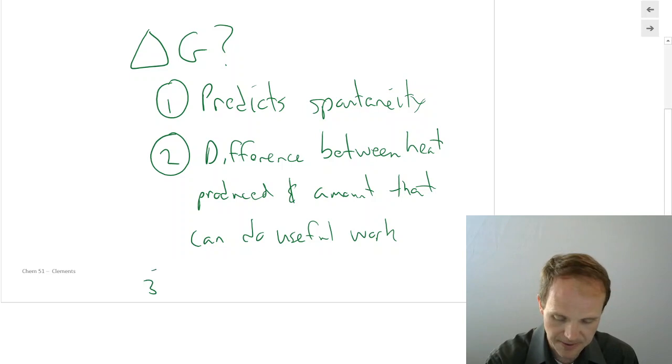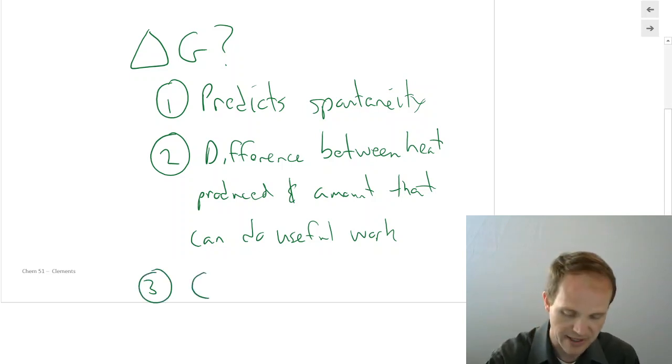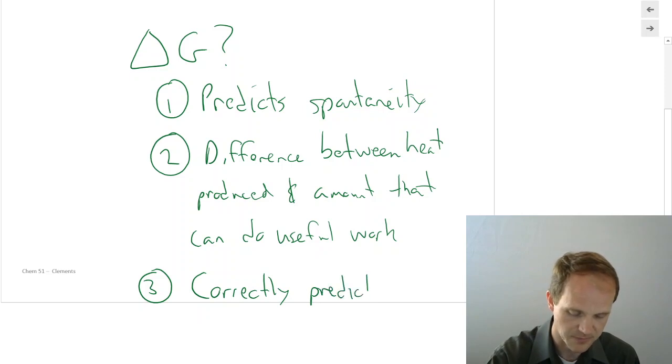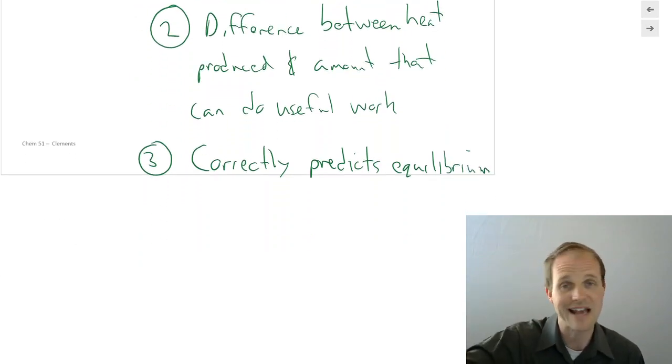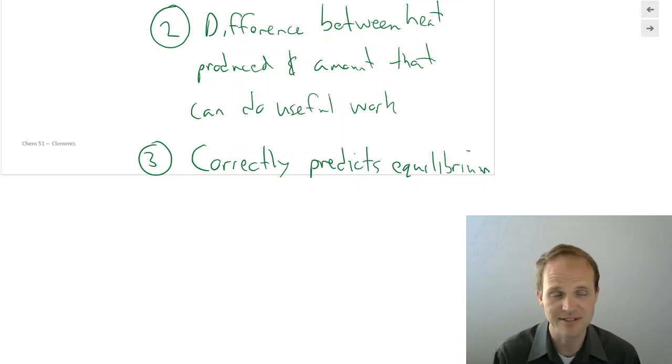And then three, this correctly predicts equilibrium, which is the cool feature of it, right? Remember when we were talking about does ice melt or does ice not melt? You're like, really? I just wasted so many hours of my life proving that ice melts when it's warm.